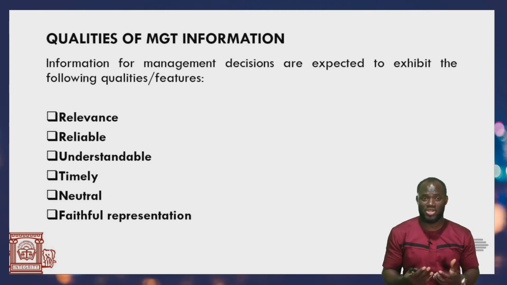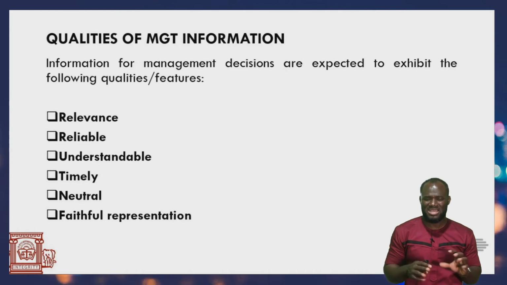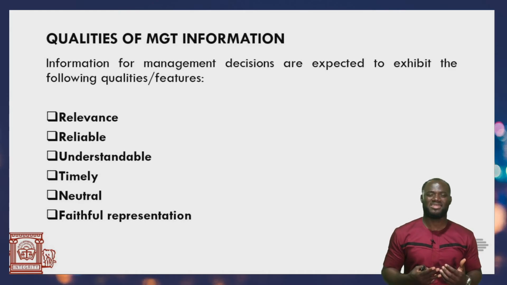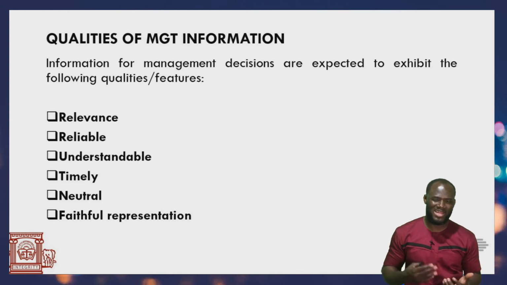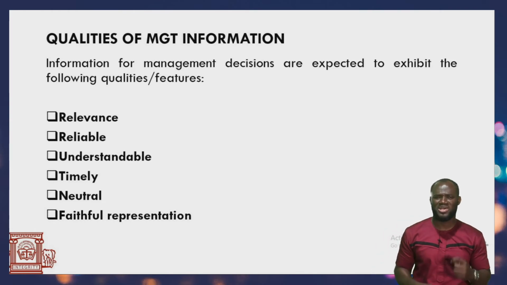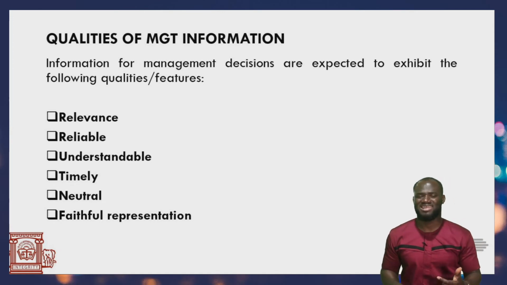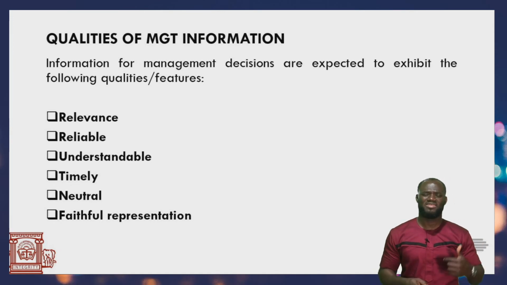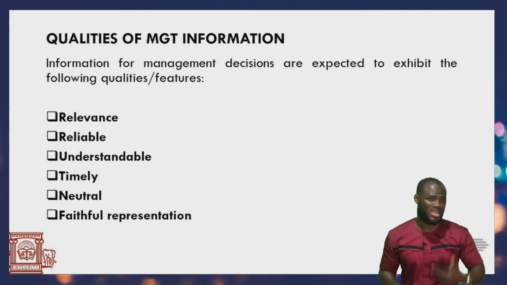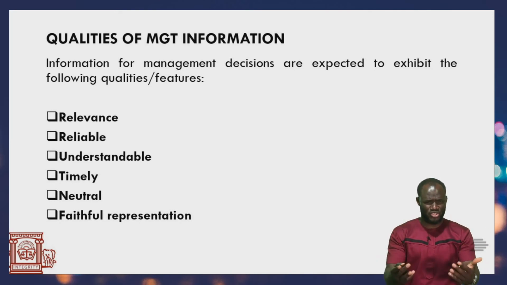Can it be reliable? Reliability means that you have to make sure that errors are out. Of course, it's a human institution, it's human work. You are likely going to have some errors, but we are saying that it must not be of material errors. It must not be of material misstatement. That's why in the financial statement, it says that the accounts do not have any material errors or material misstatement, therefore making it reliable.